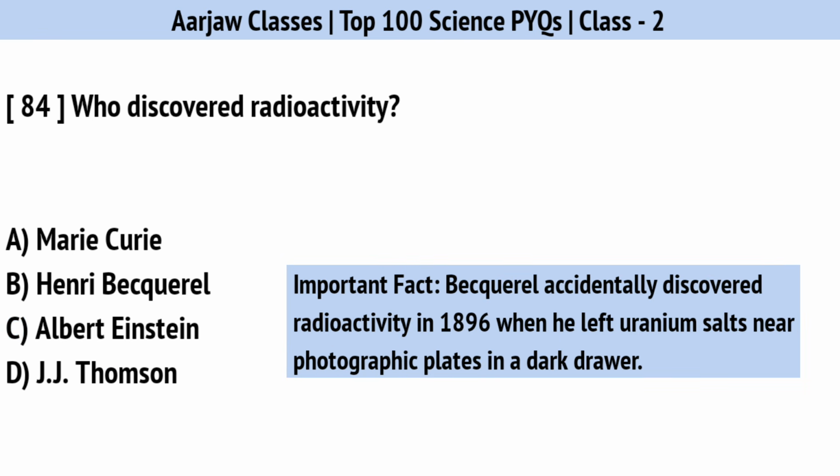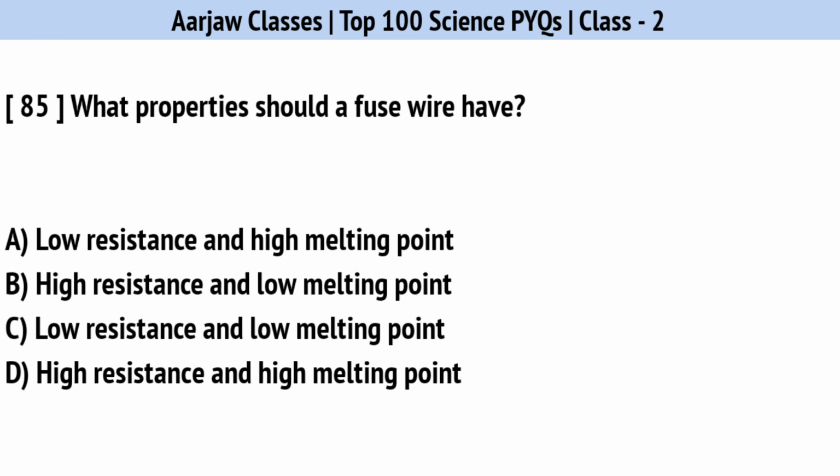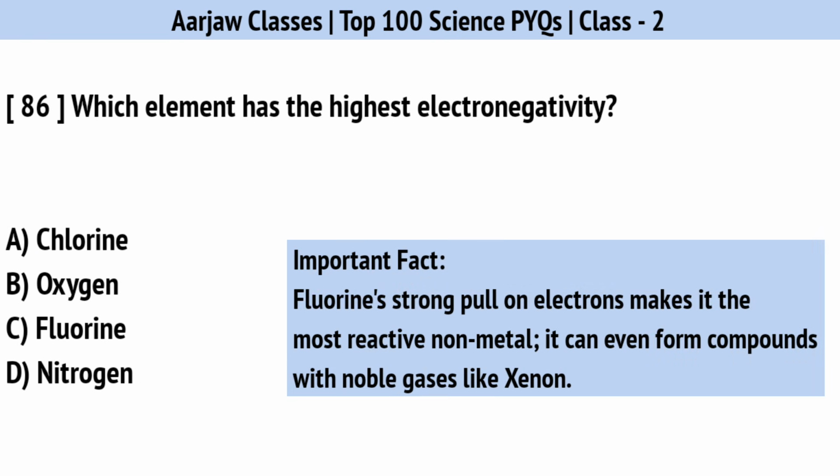Who discovered radioactivity? Correct option is B. Henry Becquerel. What properties should a fuse wire have? Right option is B. High resistance and low melting point. Which element has the highest electronegativity? Correct option is C. Fluorine.